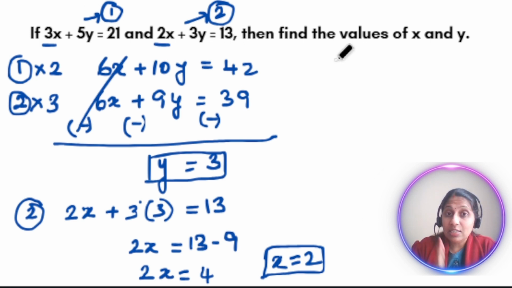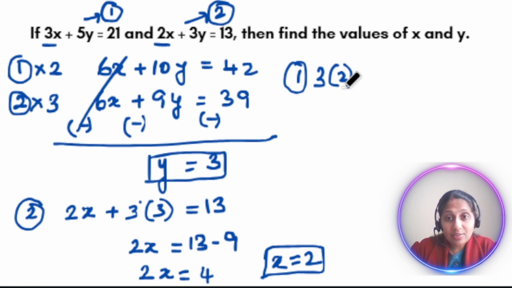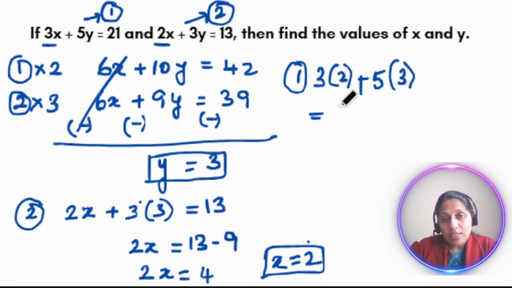Let's verify this. That is the most important step. So for verification, let me take the first equation. So 3 times 2, x value is 2 now, plus 5 times my y value, which is 3, is what? I have to find this first. It's not equal to 21, right?